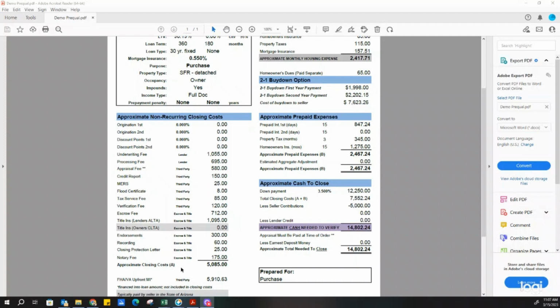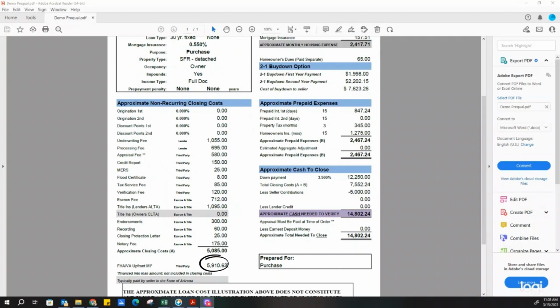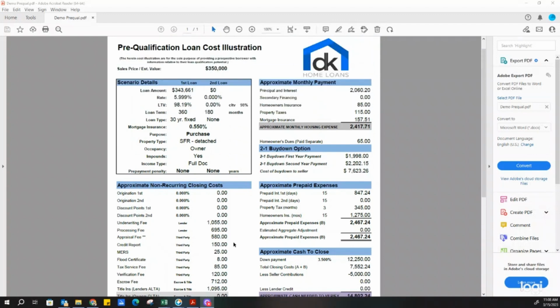So you can look at the costs right here. We estimate these at $5,085. Once again, your upfront mortgage insurance premium is right here if you have one. And in Arizona, typically the seller pays the owner's title policy, so we highlight that with a 0 on this particular instance right here. So we're going to move right over to the right-hand side of the column where it says approximate monthly payment.